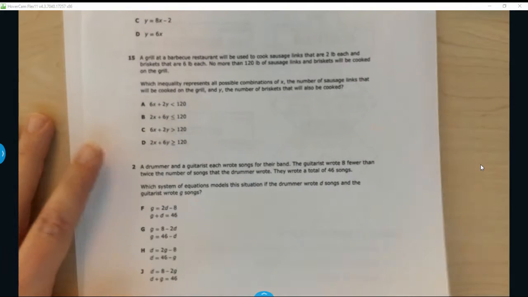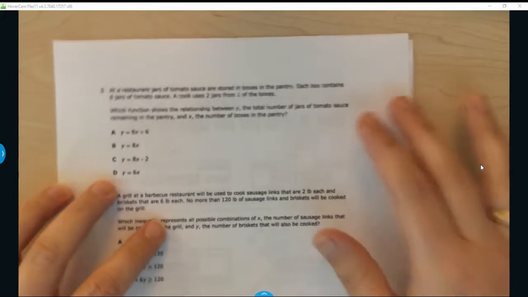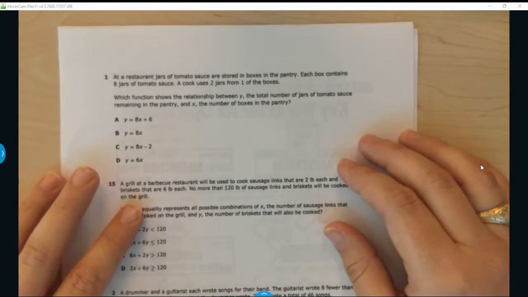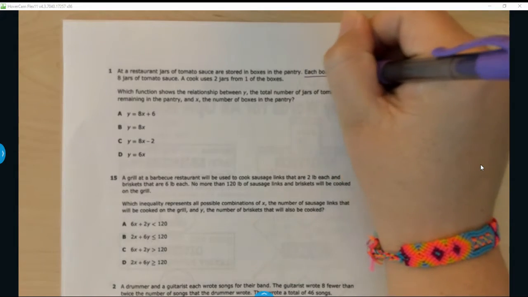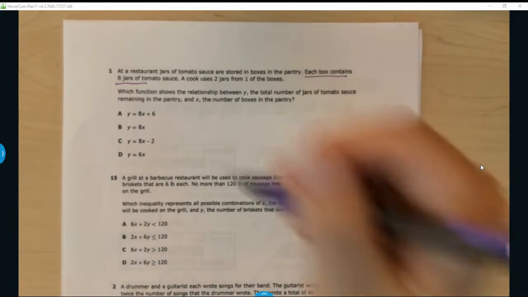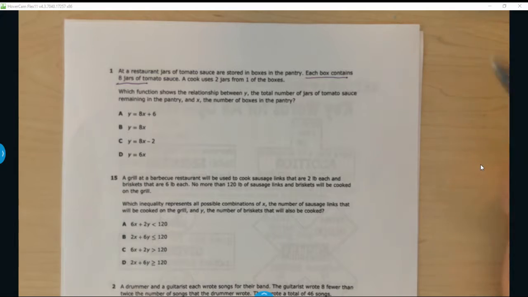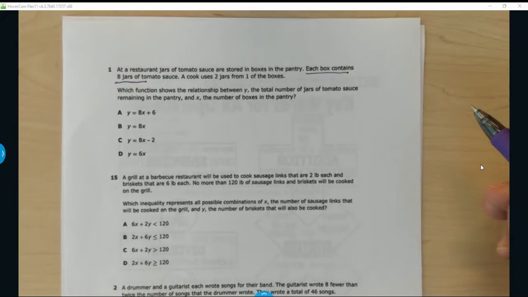We're not going to solve these, but I do just want to go through and look at a few of the problems that you have in this packet. If you look at number 1 on the back side of the first page, at a restaurant, jars of tomato sauce are stored in boxes in the pantry. Each box contains 8 jars of tomato sauce. A cook uses 2 jars from one of the boxes. So if you're taking a look at this, it says each box contains 8 jars. Well, we don't know how many boxes there are yet, so that might be something that we might have to figure out at some point.